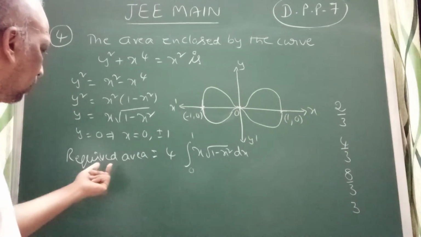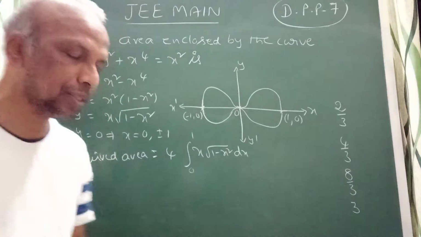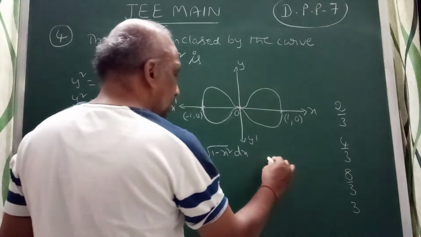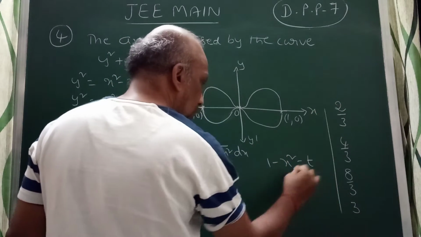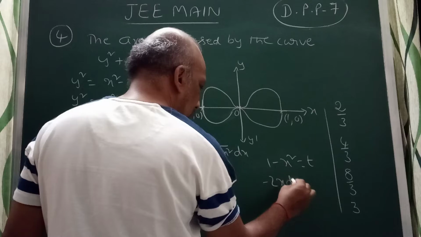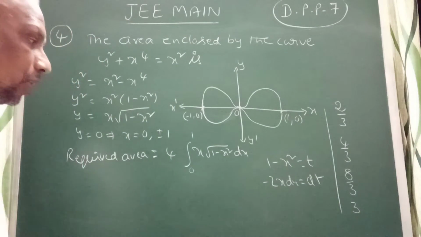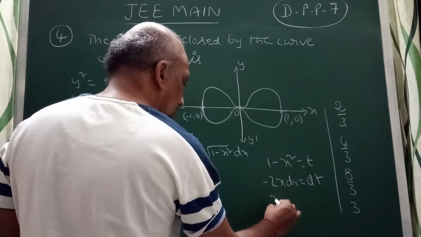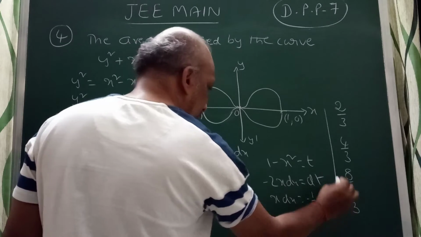I have written the required area equal to 4 times the integral from 0 to 1 of x root of 1 minus x square dx. Now I can take the substitution: 1 minus x square is equal to t. Then minus 2x dx is equal to dt. Then I can write x dx is equal to minus 1 by 2 dt.